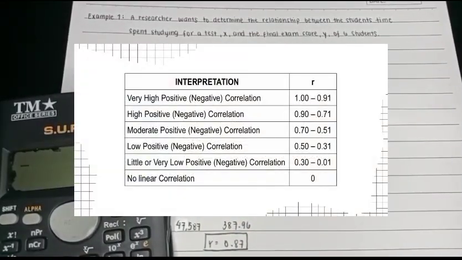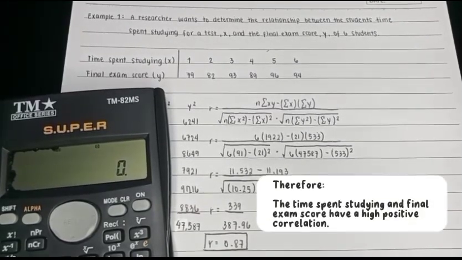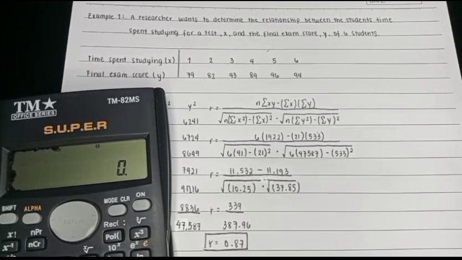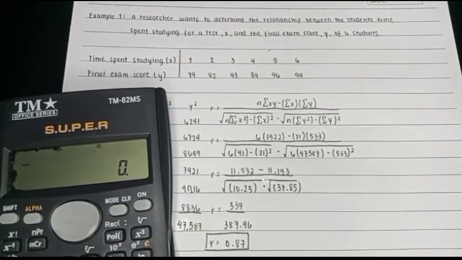So, kung titignan natin sa degree of correlation or sa interpretation of correlation, ang nakuha nating final answer is high positive correlation. Therefore, the time spent studying and final exam score have a high positive correlation. Let's proceed to the example number 2.